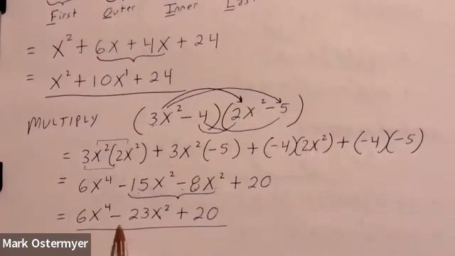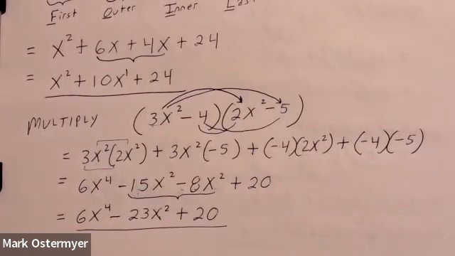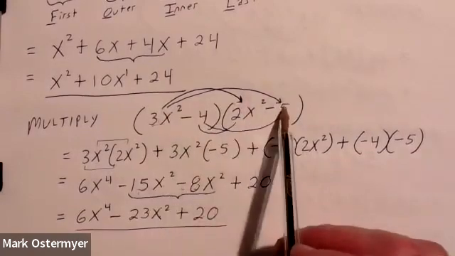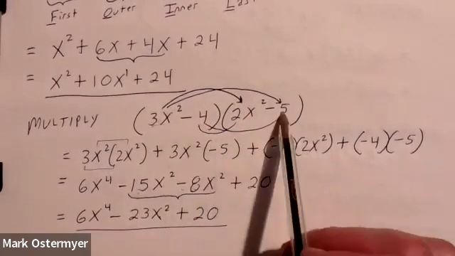And notice this is written in descending order. Okay? Any questions? How we're multiplying binomials together by using our FOIL algorithm, the product of the first terms, the outer terms, the inner terms, the last terms.